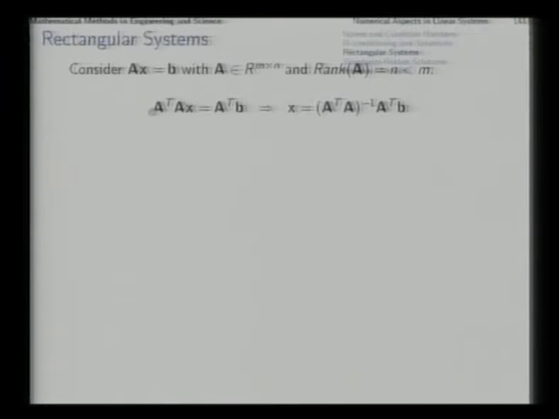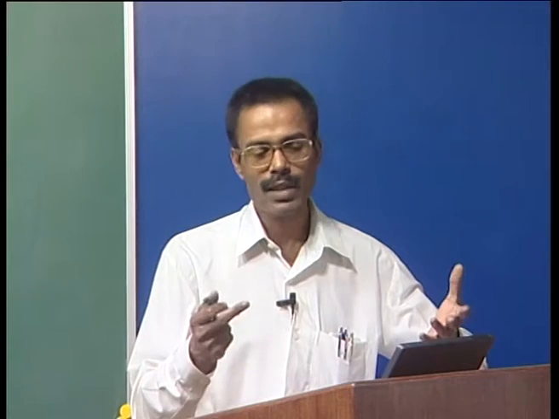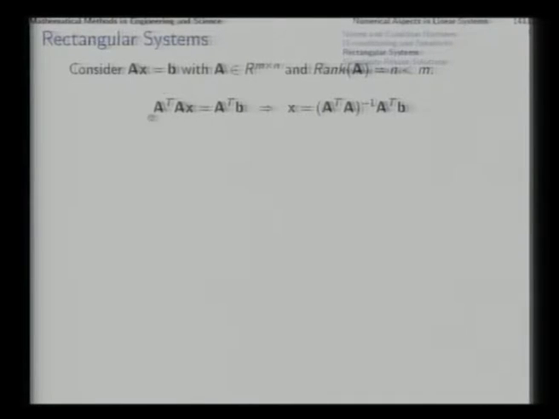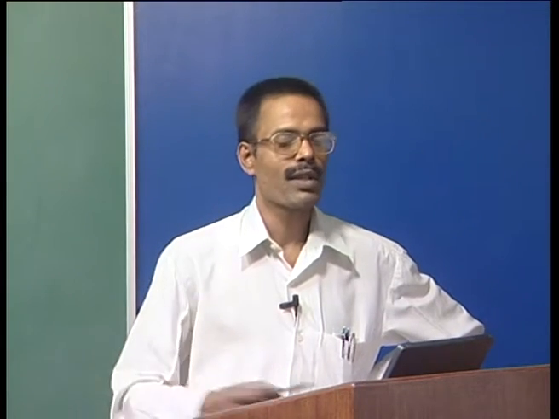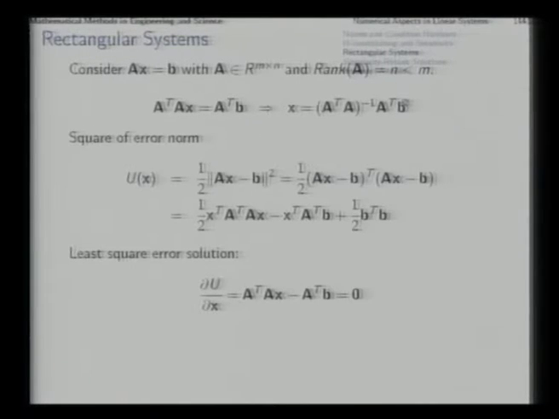Through pre-multiplication with A transpose on both sides, we will get this system, which is a small n by n size, and because of the full rank nature of the matrix, this coefficient matrix, A transpose A, will be a non-singular invertible square matrix. So, now we can apply our Cholesky decomposition kind of methods, which we studied in the previous lecture, and immediately get the solution, and that solution is this.